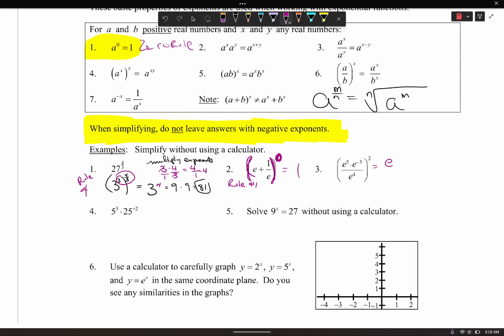I'm going to say that I have e to the 5th, and there's an e to the negative 3. So I'm going to do 5 minus 3, which equals 2. So I have e to the 5th times e to the negative 3 is going to be e squared. And then this is all going to be over e to the 4th. And then I still have this 2 on the outside. And notice that this 2 is this 2, and that 2 is purple and this 2 is purple.